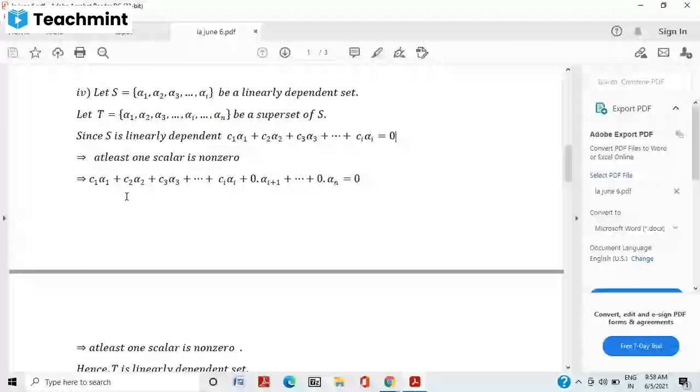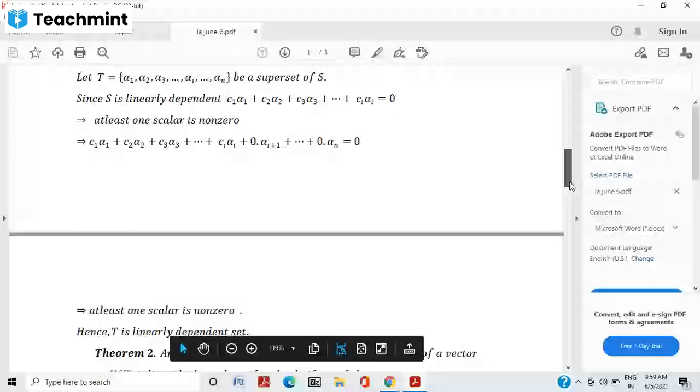Then C1 alpha 1 plus Ci alpha I plus all the other vectors alpha I plus 1 to alpha n with coefficient 0. Then we get the expression C1 alpha 1 plus etc., Cn alpha n equal to 0. But here at least one scalar is non-zero. At least one scalar being non-zero, what can we say? T means what are the elements? Alpha 1 to alpha n. Then our T also will become linearly dependent.